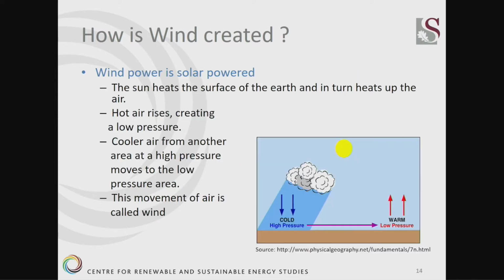In essence, wind power comes from solar power. The sun heats the surface of the earth and in turn heats up the air. Hot air rises, creating a low-pressure area. Cooler, heavier air from another area creates a high-pressure area. The high pressure naturally moves towards the low pressure. This movement of air is called wind.